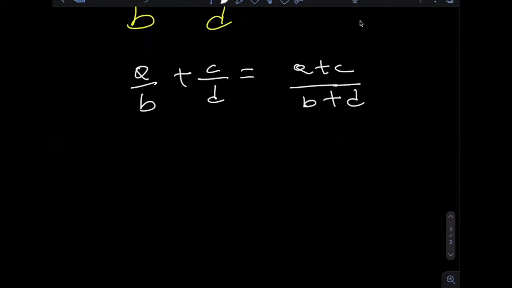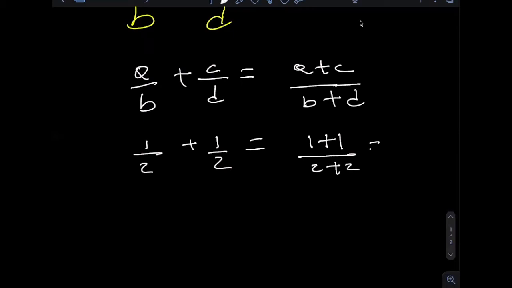Let's verify if this is correct with a very simple example. Let's assume a over b is 1 over 2 and c over d is 1 over 2 as well. In this case, they add 1 plus 1 on top and 2 plus 2 on the bottom, which turns out to be 2 over 4, which is then a half.